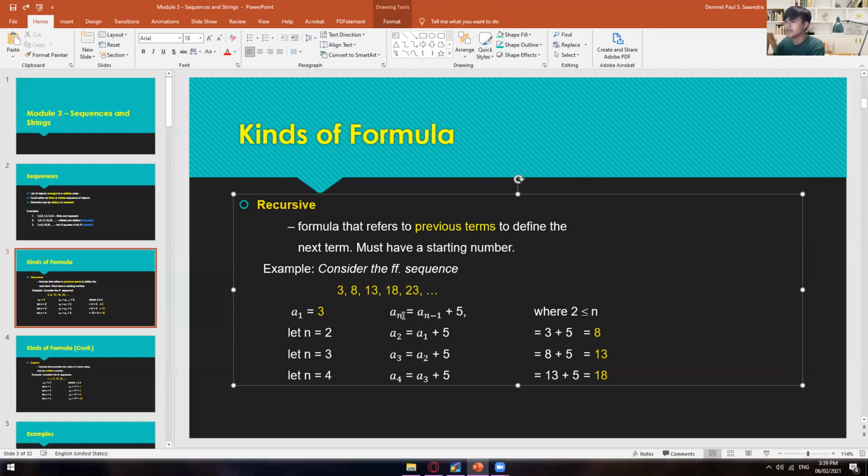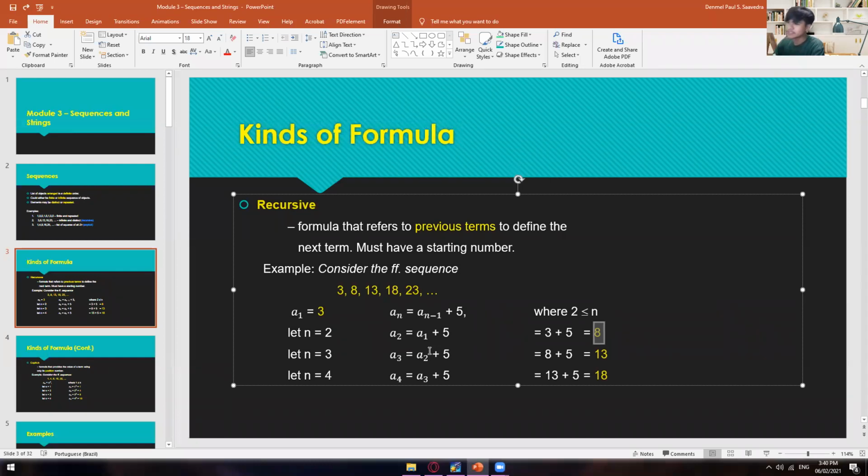a sub n is equal to a sub n minus 1 plus 5. As you can see, you have to know what a sub n minus 1 is, because if you don't, you won't be able to get the next term. The range is only for n more than or equal to 2, and above. That's your range. As you can see right here, this is now your second term. All you do is get the first term, a sub 1, which is very obviously 3. So just put it here: a sub 1 is 3, plus 5 is equal to 8.